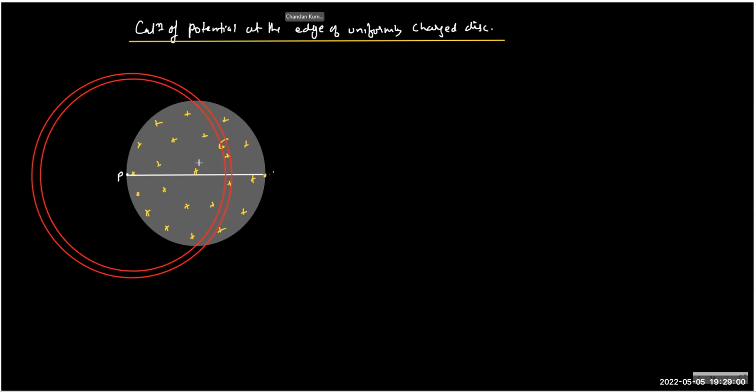And the whole idea of taking such an elementary ring is that the distance of every point on this elementary ring to the point P will be fixed. So if I call this r, it is r everywhere, isn't it? Yes, sir. Okay, fine.